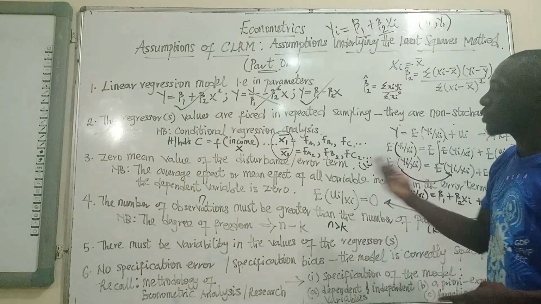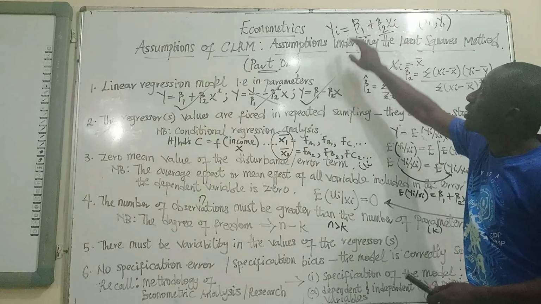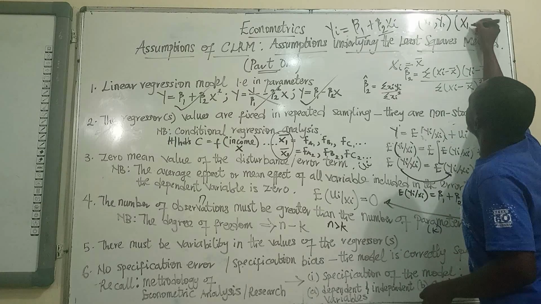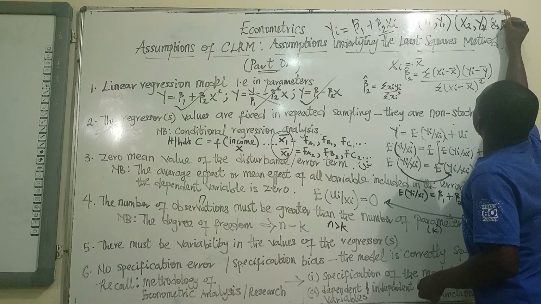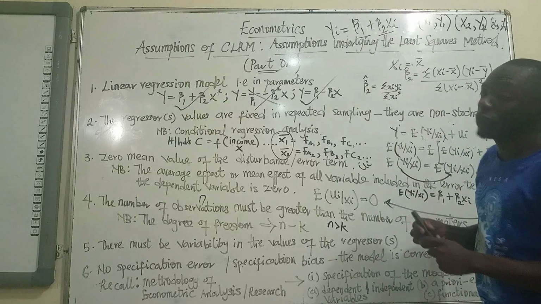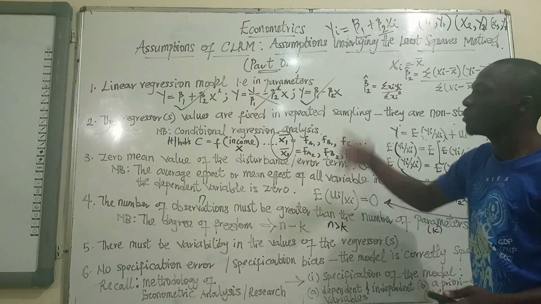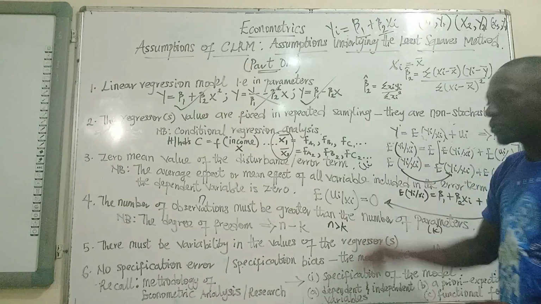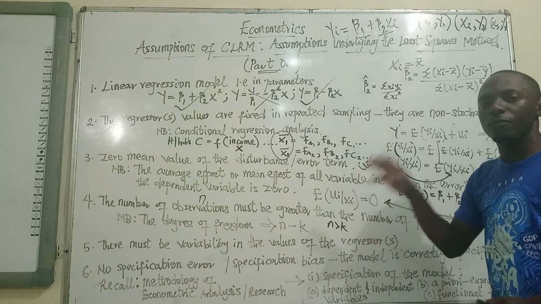It's just like you are trying to solve simultaneous equations. You need different values to be able to insert and get the values of the unknown parameters. So maybe this is x1, y1, x2, y2, x3, y3. To estimate this number of parameters, you need not less than 3 different observations to be able to find the values of beta 1 and beta 2. So the assumption here is that the number of observations must always be greater than the number of parameters.